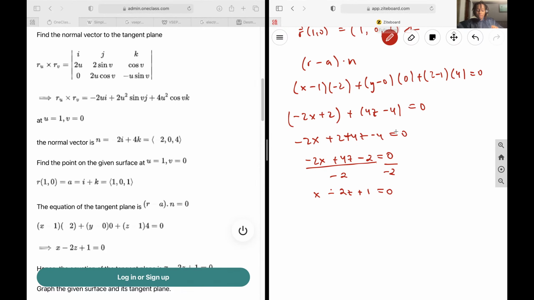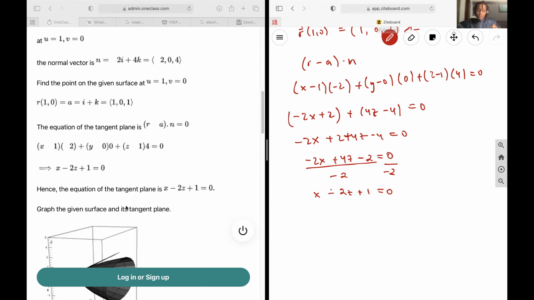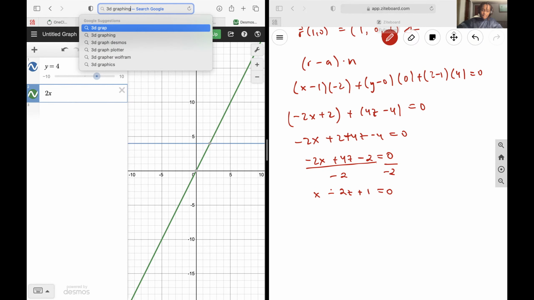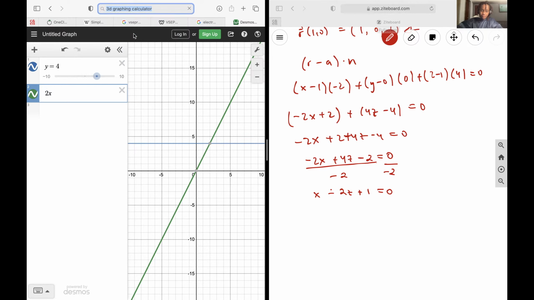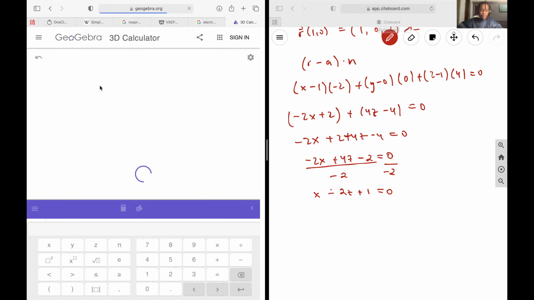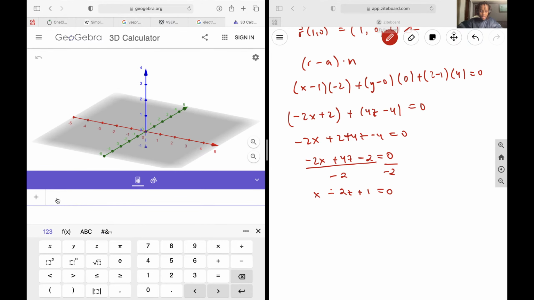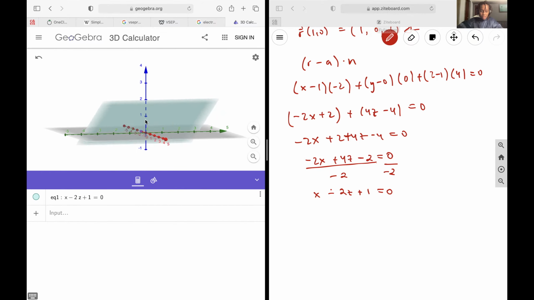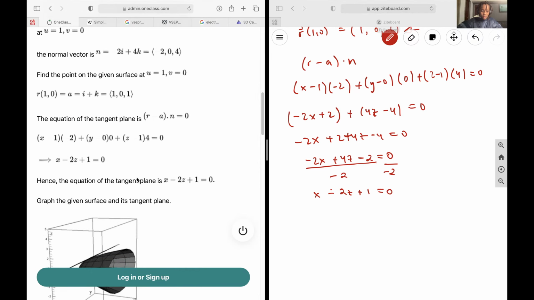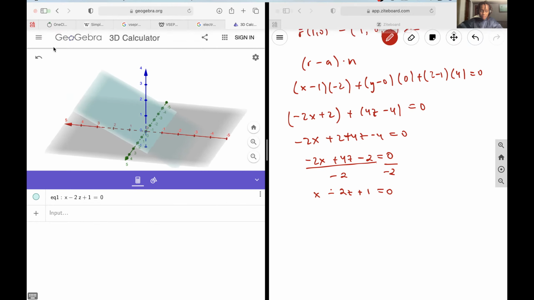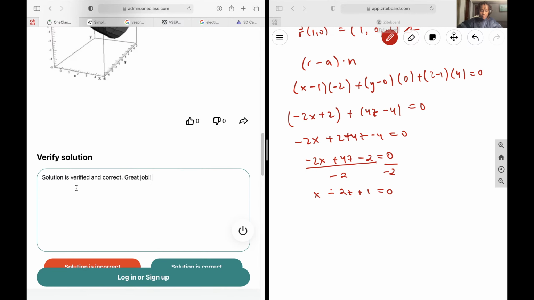And then if you want to graph it, you can really use any online 3D graphing calculator, like GeoGebra. And then we can just type in what we have. So x minus 2z plus 1 equals 0. And so that's going to be the tangent plane to the surface. And so our surface is here and the tangent plane that we just found in GeoGebra. And that's going to be it for this question.